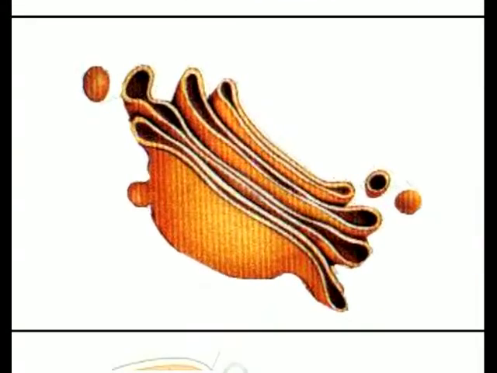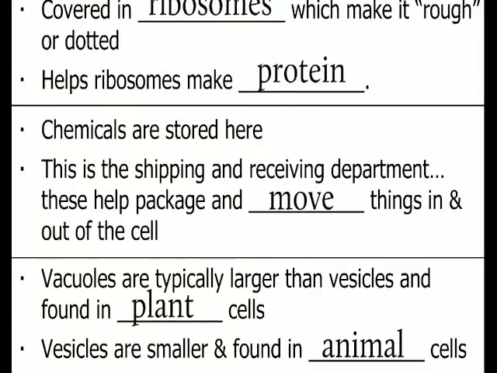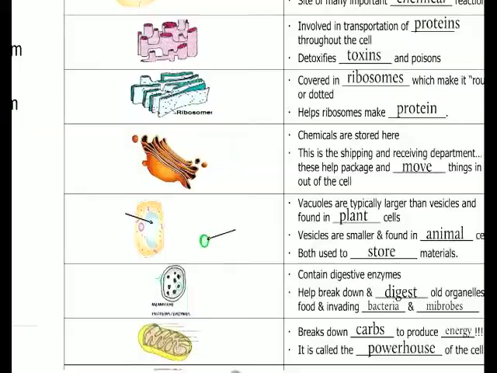Then we've got the Golgi apparatus. The Golgi apparatus looks sort of like a folded stack of clothes, and it is where chemicals are stored. It's also the shipping and receiving department of the cell. It helps to package and move things. You can think about this like the post office of the cell. It's where things get put into a package and an address gets put on them so that they can be sent to where they need to go.